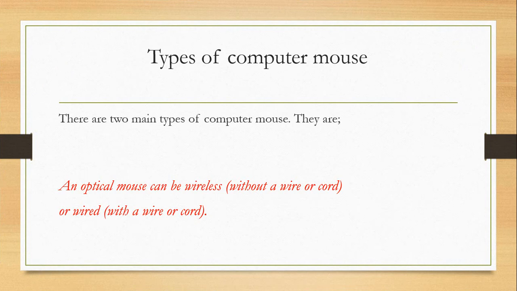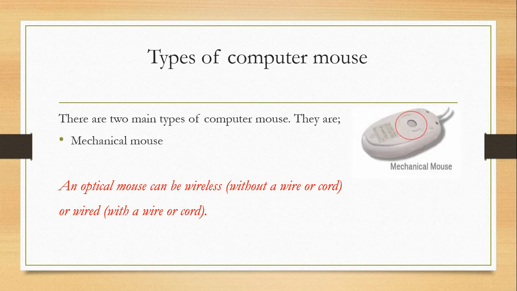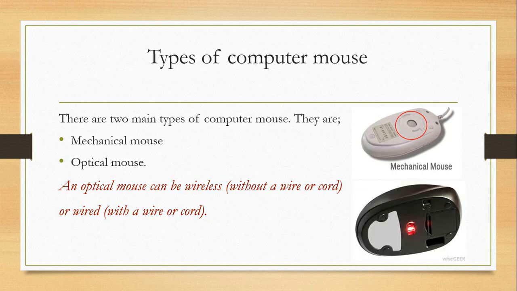We have two main types of the computer mouse. There is the mechanical mouse, which has a ball under it. When you move this mouse, there will be a ball turning under it. That's the mechanical type of mouse. And we have the optical mouse, which has a lens under it. An optical mouse can be wireless, that means without wire or cord, or wired, with cord.